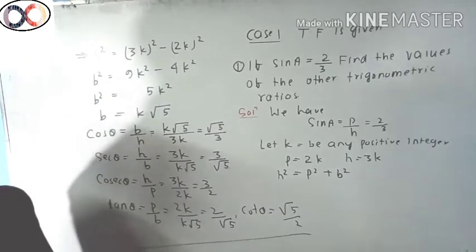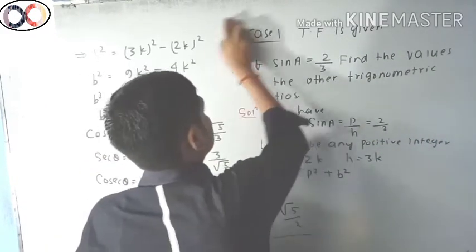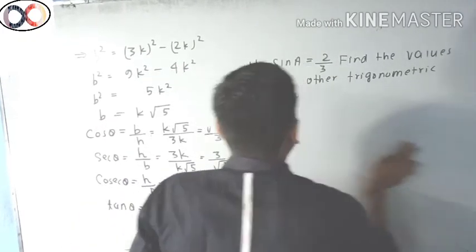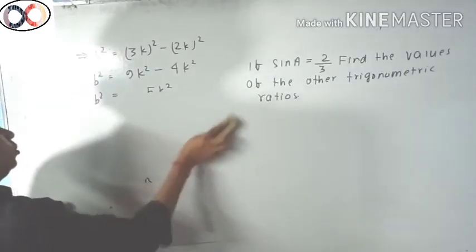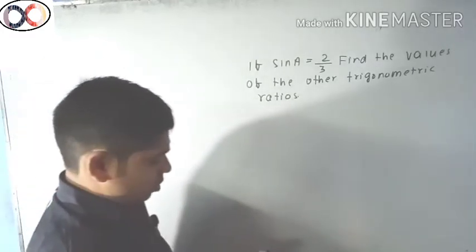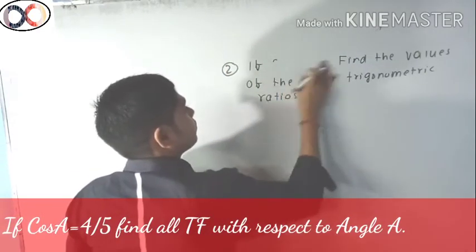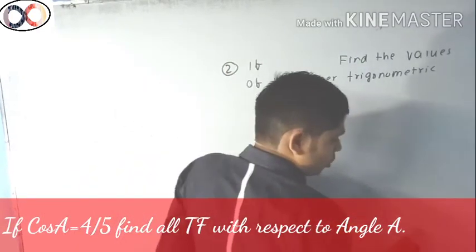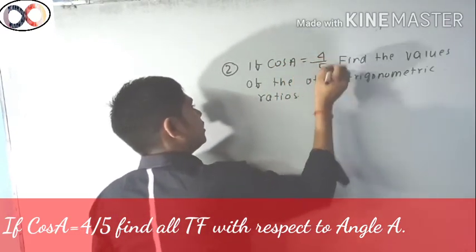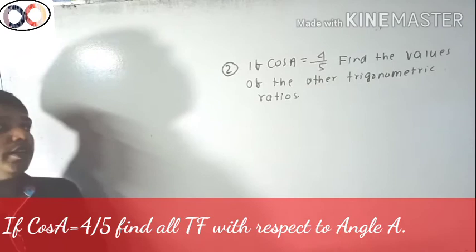Next, suppose question number 2. I am going to discuss question number 2. If cos A equals 4 by 5, this is the given. Find the values of all the other trigonometric ratios.